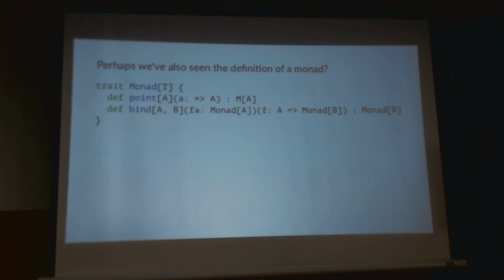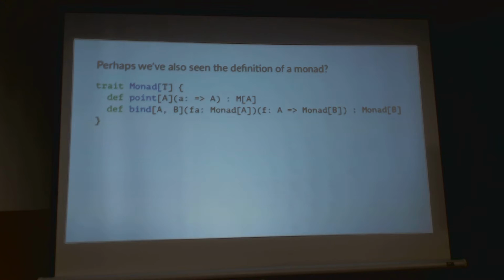And the main vehicle by which we achieve composition is a concept in category theory known as the monad. Now, this is actually taken from the Scalaz library. So if you're familiar with the Scalaz code base, you might say, hey, that looks familiar. I mean, the variable names are clearly the same.